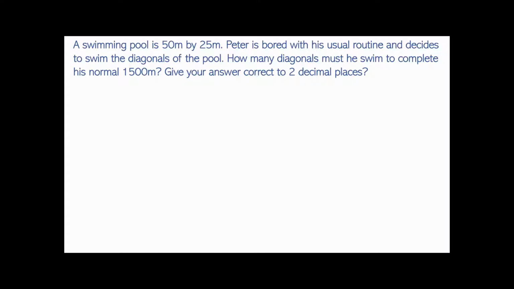A swimming pool is 50 by 25 meters. Peter is bored with his usual routine and decides to swim the diagonals of the pool. How many diagonals must he swim to complete his normal 1500 meters? Give your answer correct to 2 decimal places. We probably don't need that question mark there.